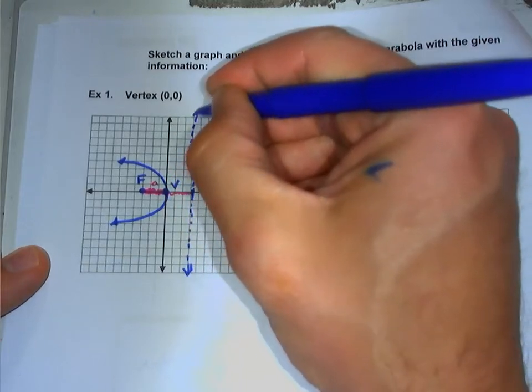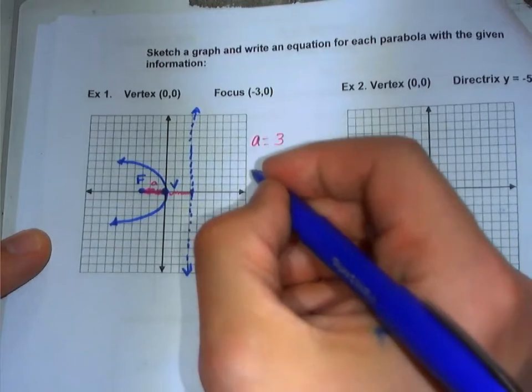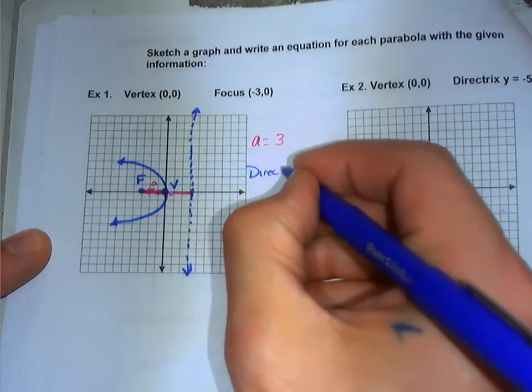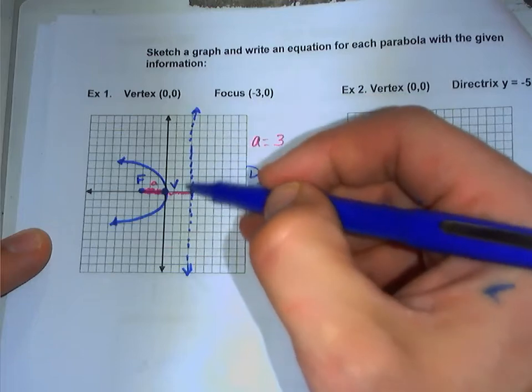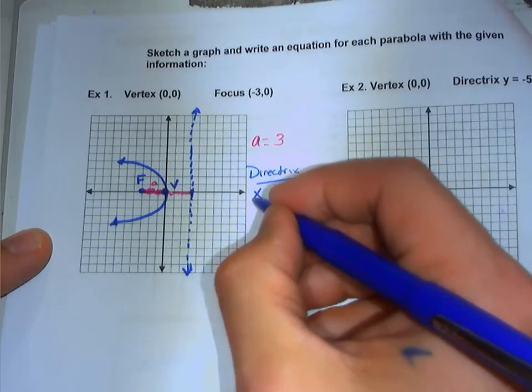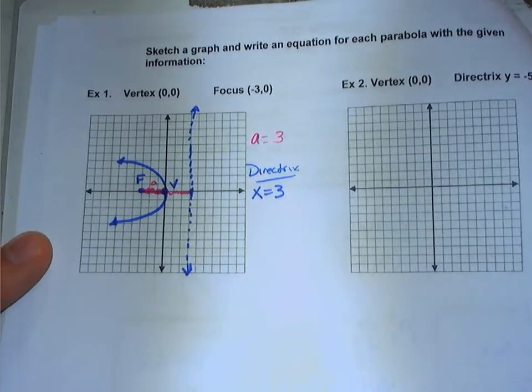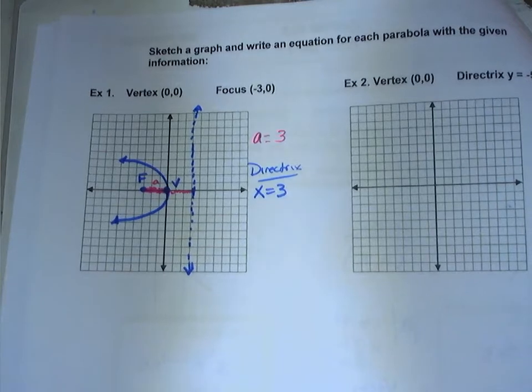And I do want you to label that. So what's the directrix here? X or Y equals, crosses the x-axis, it's vertical. X equals 3. It goes right through that. Okay. So I've got my focus, I got my vertex, I got my directrix.